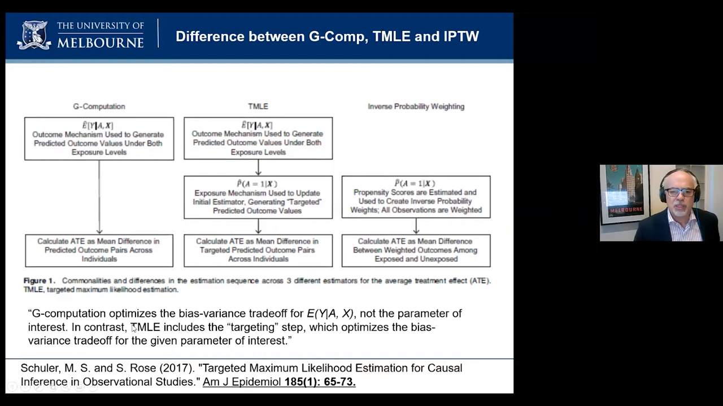So G computation optimizes the bias variance trade-off for the expected value of the outcome given the exposure and the covariates, not the parameter of interest. In contrast, TMLE includes the targeting step, which optimizes the bias variance trade-off on the given parameter of interest. So the TMLE comes along, takes this, and then optimizes it around the A, not just all of the A's and X's here. So at least that's how I understand it.